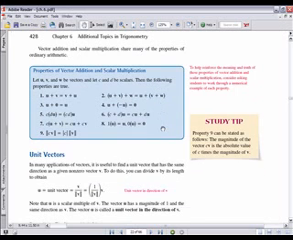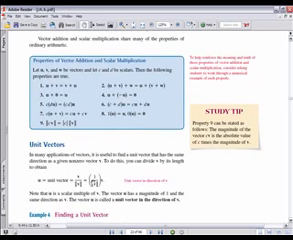Here's the idea of a unit vector. If you want to find a unit vector, which has length 1, in the exact same direction as the original vector, then what you do is you take the vector and divide it by its own magnitude, ensuring it has a length of 1, but it's going in the same direction.